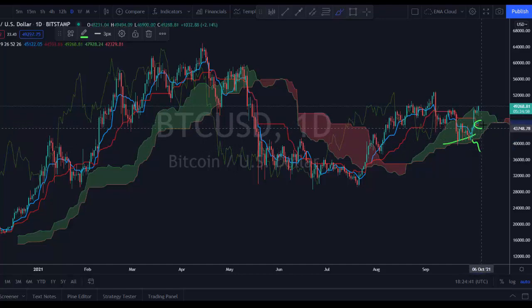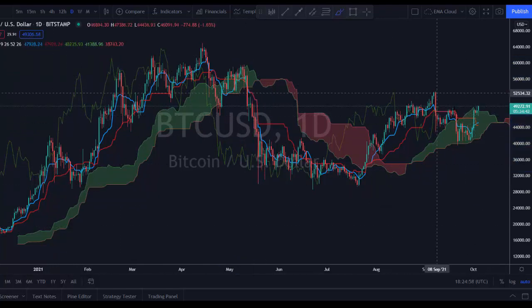The blue line has crossed above the red line. We're going up above this cloud, so this is all looking pretty bullish. Yet we've been up above that cloud before. We had that blue line cross before, and we did pull back massively afterwards. So it's not a guarantee just because we're seeing this setup. It's good. I like it.